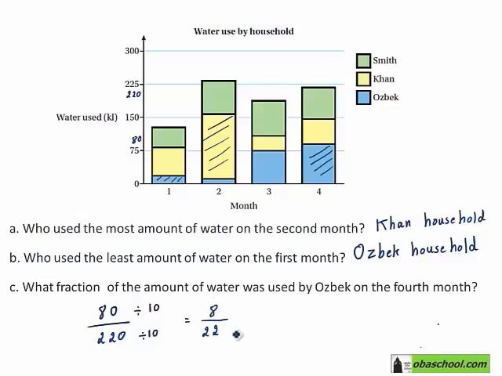Now, obviously, we can simplify this fraction even more by dividing each side by 2. After division, we're going to have a fraction of 4 over 11. And so the fraction 4 over 11 is basically the fraction that represents the Ozbek's usage during the last month, month number 4. And this is basically how you extract data from composite bar charts.